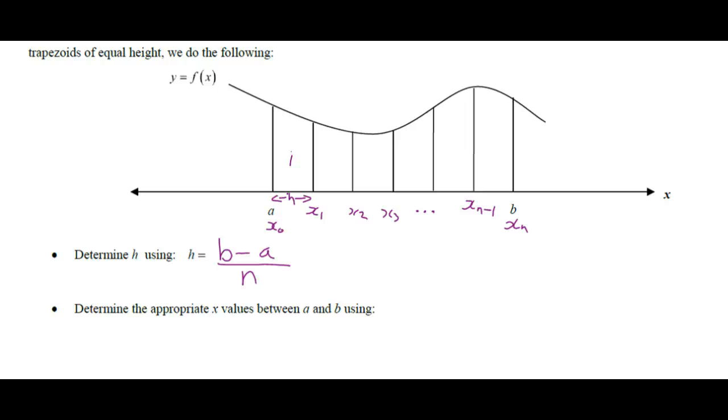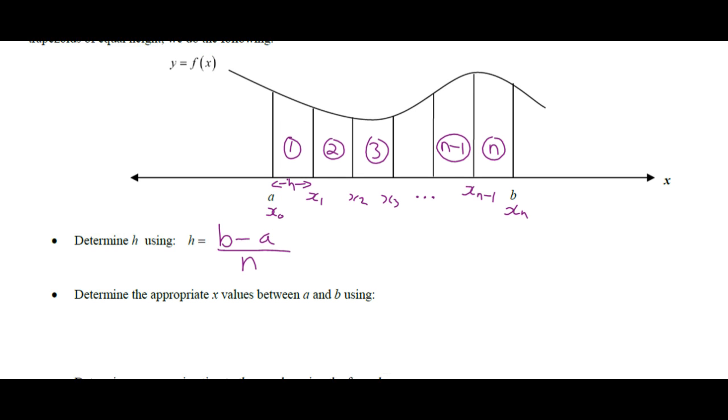So between 0 and 1, this will be region 1. Between 1 and 2 is region 2. Between 2 and 3 is region 3. And this is region n minus 1, and this is region n, the nth region. Okay, and we're going to figure out their areas.